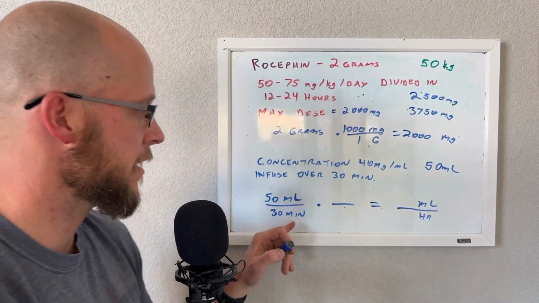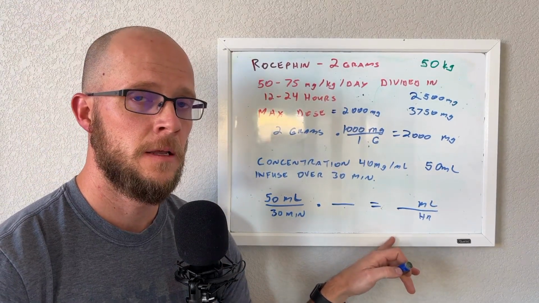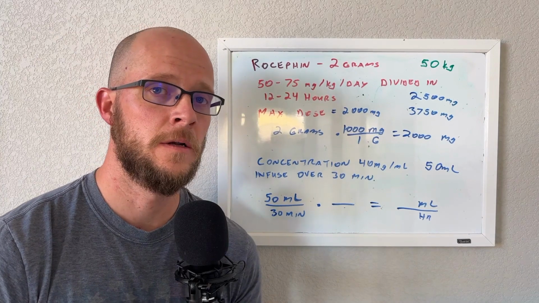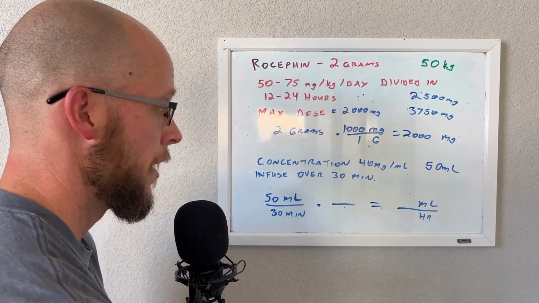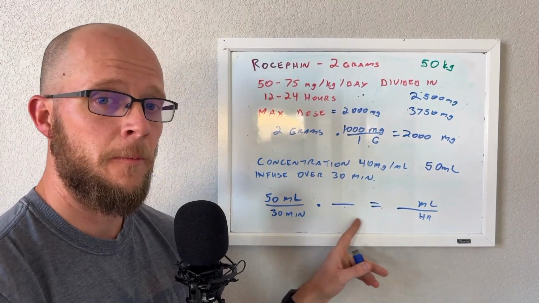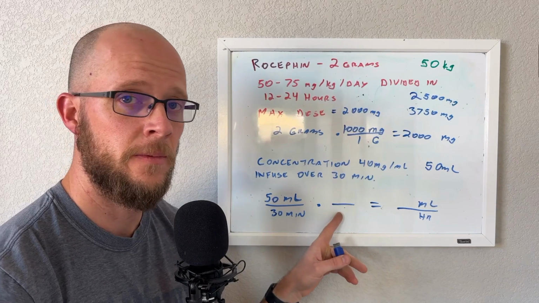So if I need to convert this from minutes to hours, how do I do that? How many minutes are in an hour? 60 minutes, right? Yeah, cool. Now how do I cancel that out? Where does my minutes go at in this fraction here? Do they go on the top or the bottom?